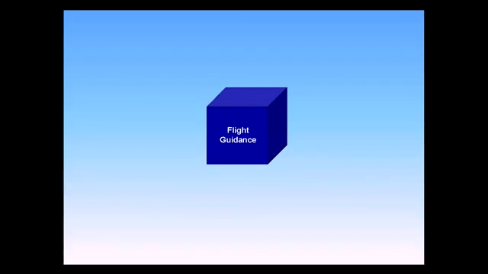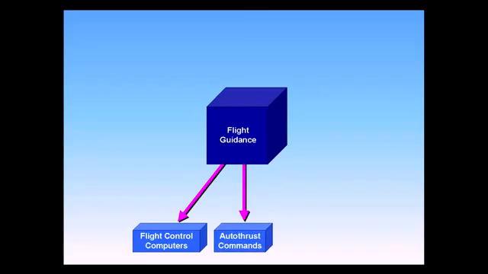The flight guidance part of the FMGCs provides commands to the flight control computers to control pitch, roll, and yaw through the autopilot; autothrust commands to automatically control thrust; flight director commands to the pilot for control of pitch, roll, and yaw.